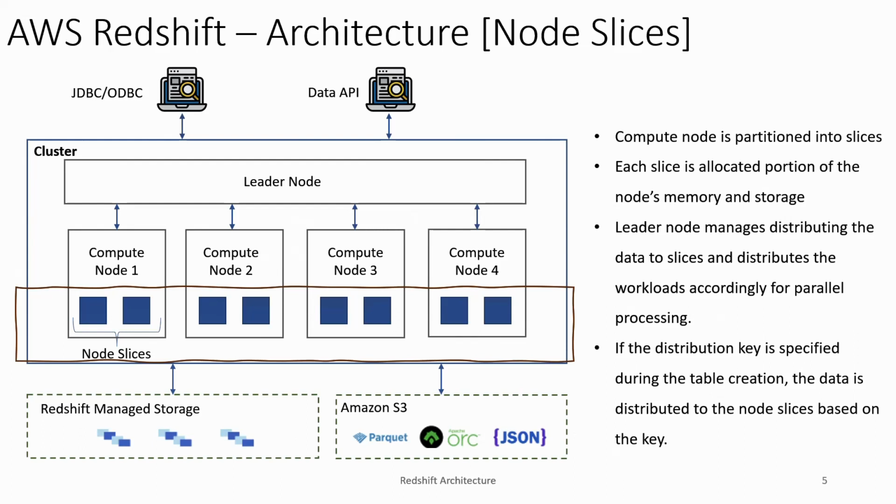If the distribution key is specified during table creation, the data is distributed to the node slices based on the key. So it is important to specify the proper distribution key during table creation to take advantage of Redshift parallel processing.